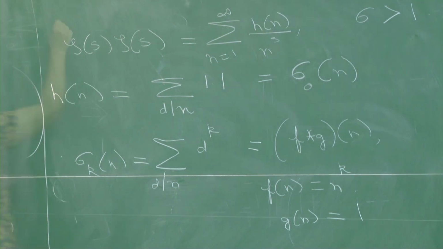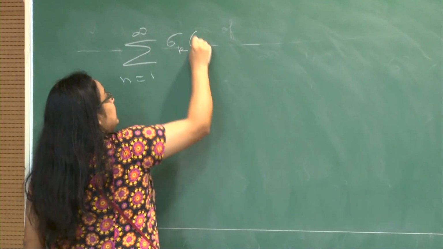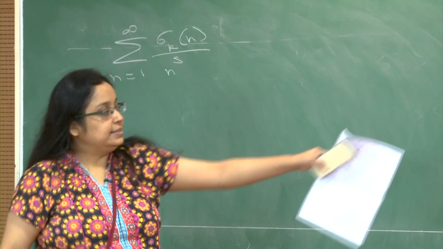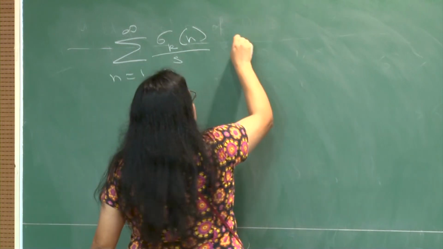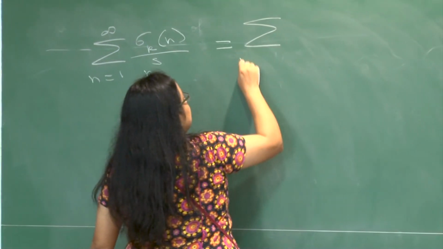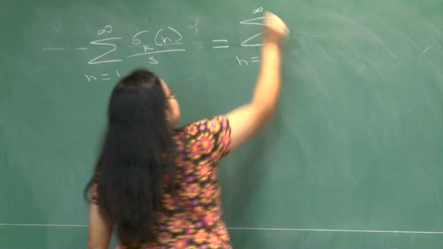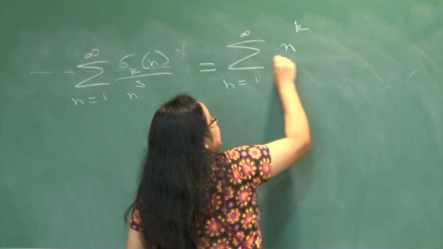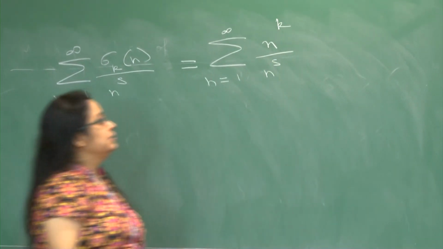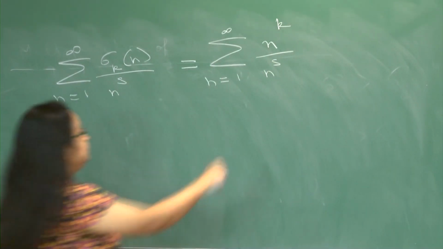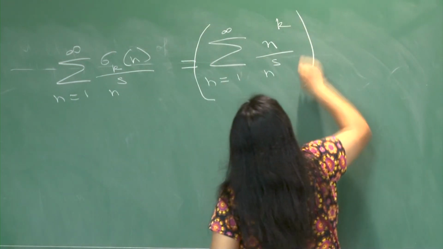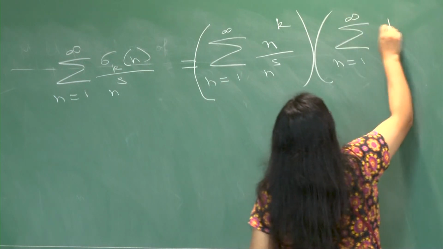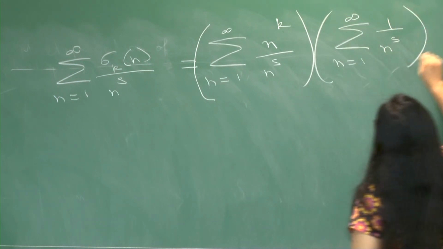So, what happens here is, therefore, if you are going to write out the Dirichlet series corresponding to this sigma sub k of n over n raised to the s, this just turns out to be the summation n going from 1 to infinity of n raised to the k over n to the s, that is just your f of n, times the summation n going from 1 to infinity of 1 over n raised to the s.